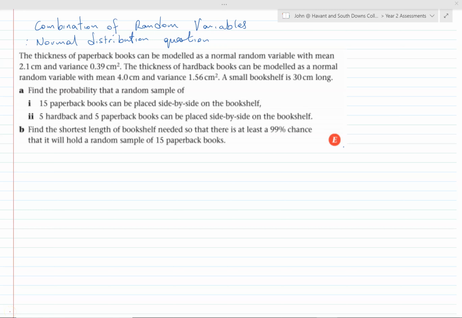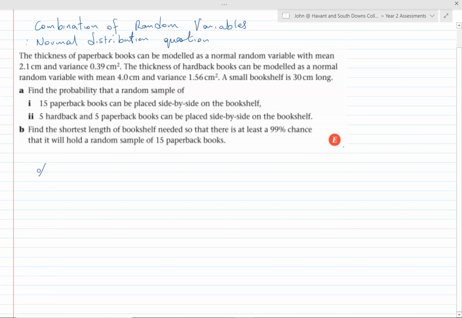Hello, in this video I want to go over an old Edexcel S3 question which involves combining random variables, in particular normal distributions, because it is something that does cause some confusion at times when we're looking at the combination of them, whether we're actually sampling, taking 15 independent observations, or we're just simply taking one and timesing it by 15, and it's important we get the distinction right.